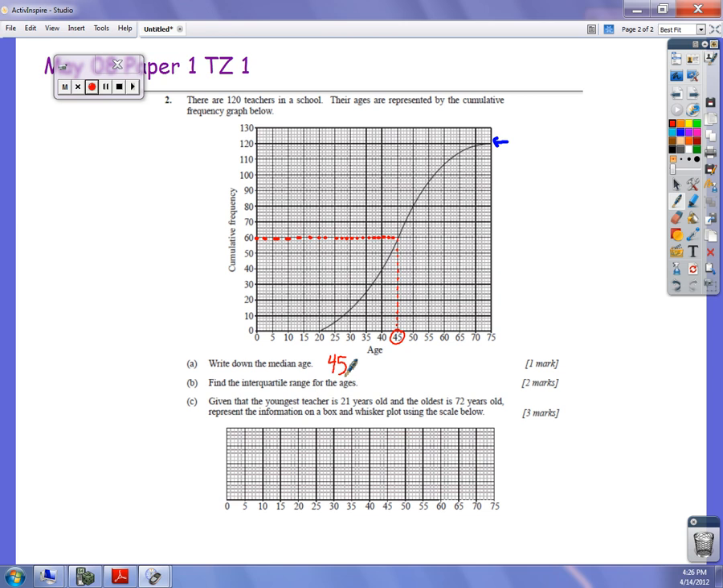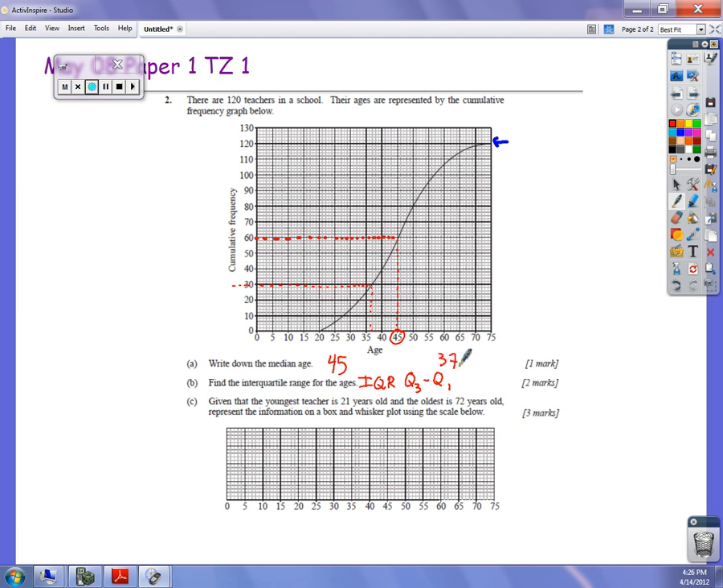Then we're asked to find the interquartile range. So remember that the interquartile range is Q3 minus Q1. So I need to find those two values. Q1 occurs halfway between the lowest value and the median, so that's going to be the 30th teacher. If I lined these teachers all up by age from lowest to highest, the 30th teacher would be at Q1. Again, I'm going to draw my line right on my graph, and that value is going to be 37.